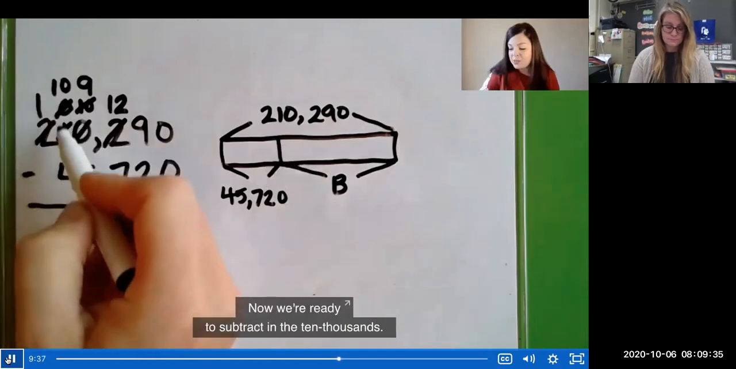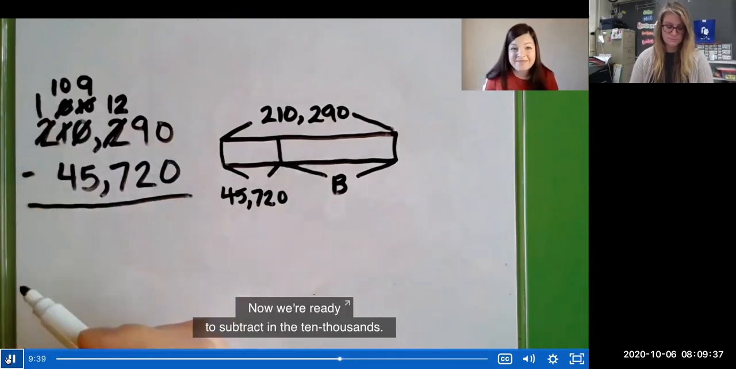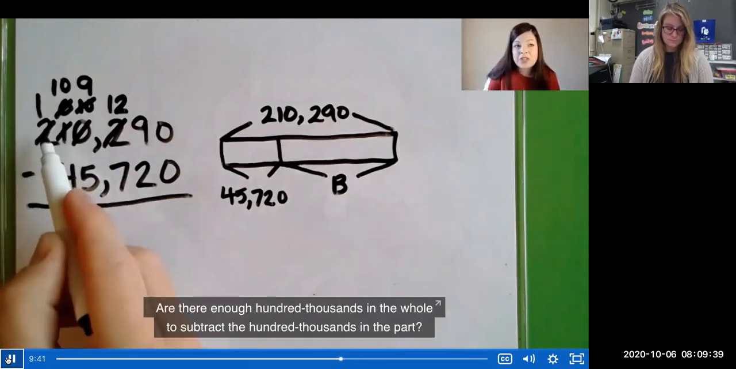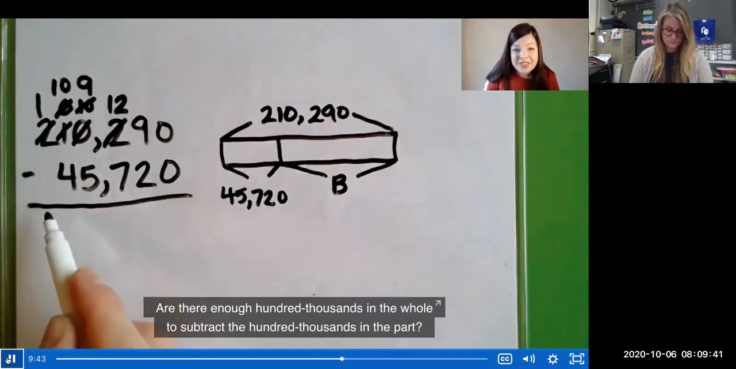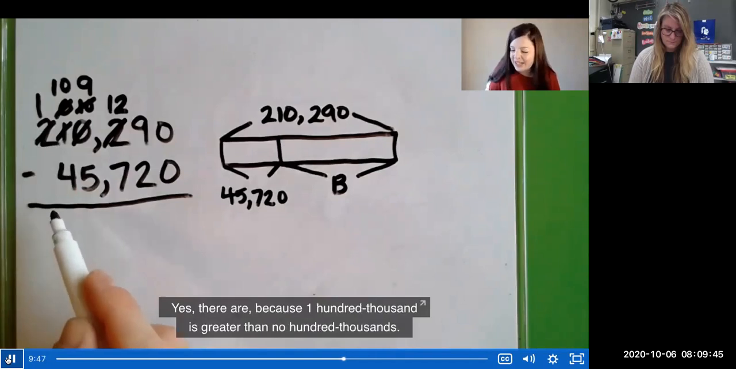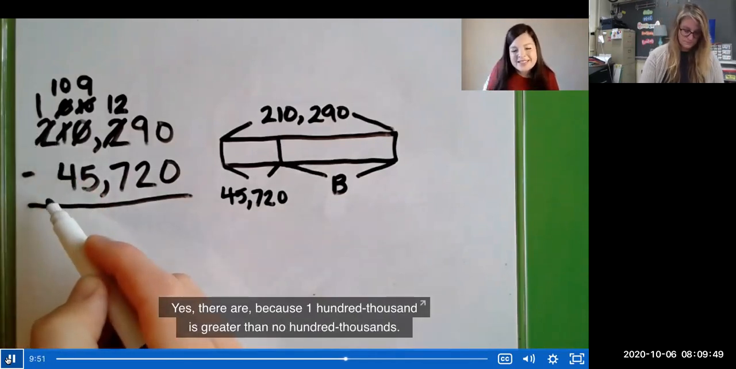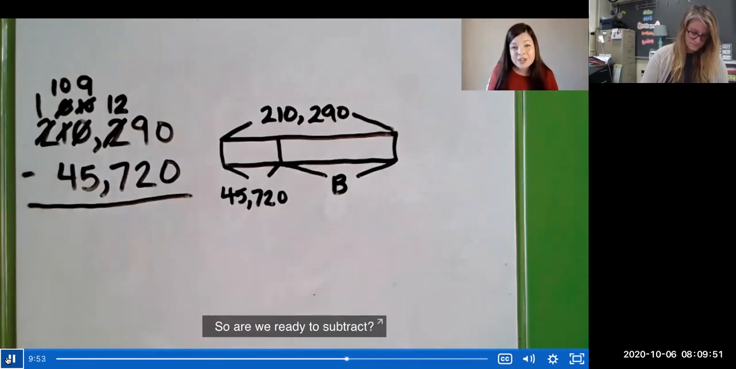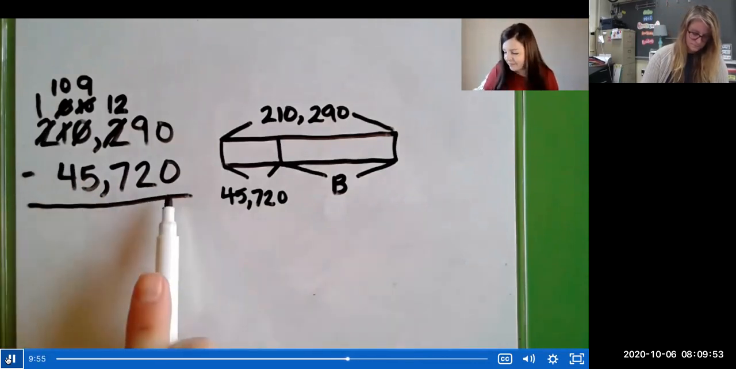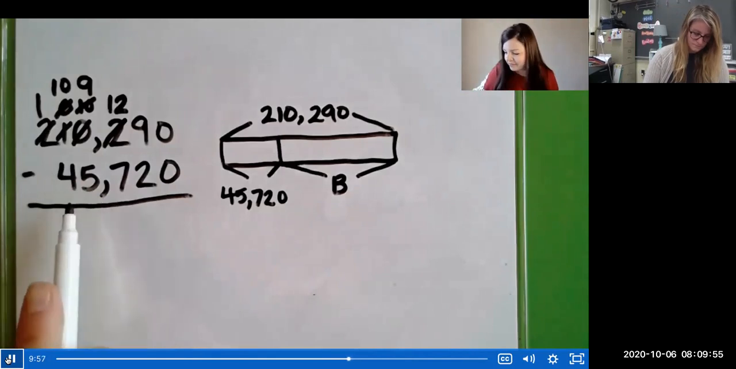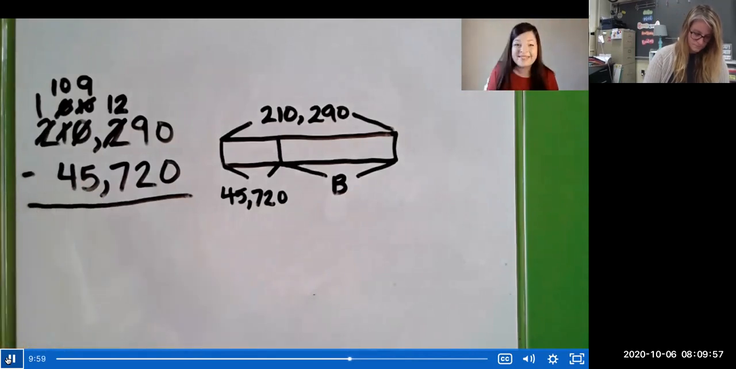Now we're ready to subtract in the 10,000s. Are there enough 100,000s in the whole to subtract the 100,000s in the part? Yes, there are, because 100,000 is greater than no 100,000s. So are we ready to subtract? Yes, we're ready to subtract.